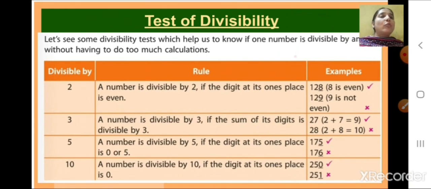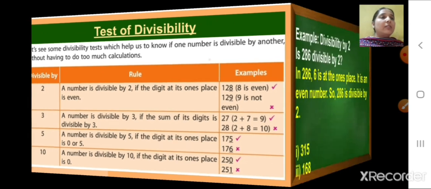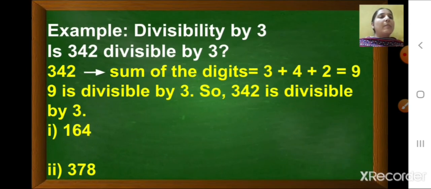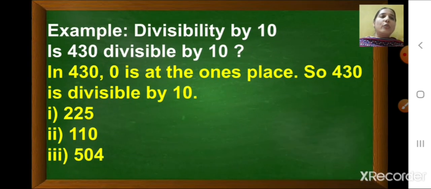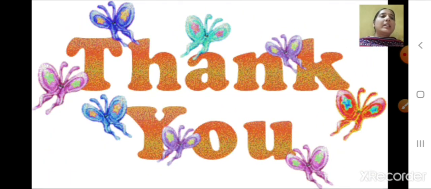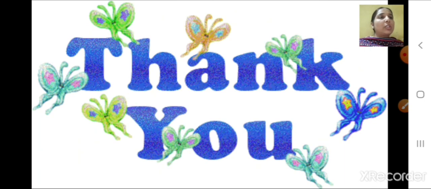For that you have to keep in mind these rules. Okay, just go through these rules once again. Then you will easily understand how to test the divisibility by following the simple rules. Then if any number is given, you will be able to understand whether that is divisible by 2, 3, 5 or 10 or not.